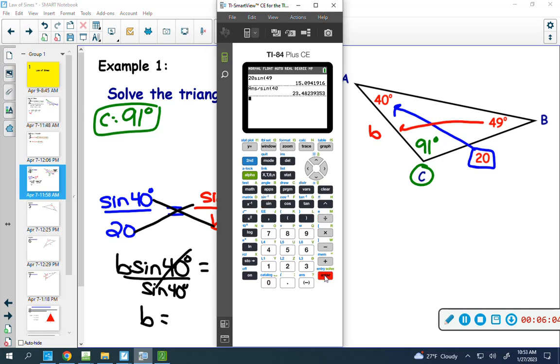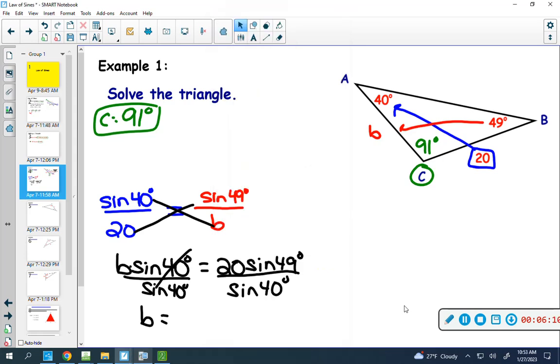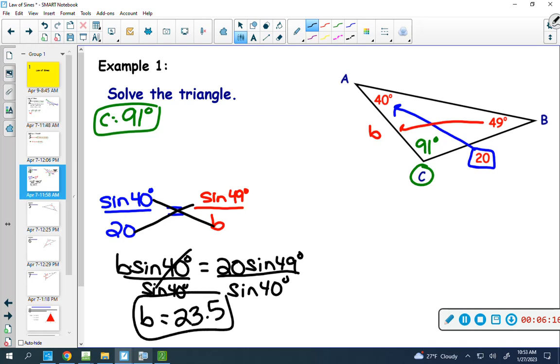Got it. Your homework today, the directions say round to the tenth. So I'm going to round this to the tenth. I'm going to say 23.5 for an answer. Sounds good to me. There is my second answer, and you know I like to label on the picture.